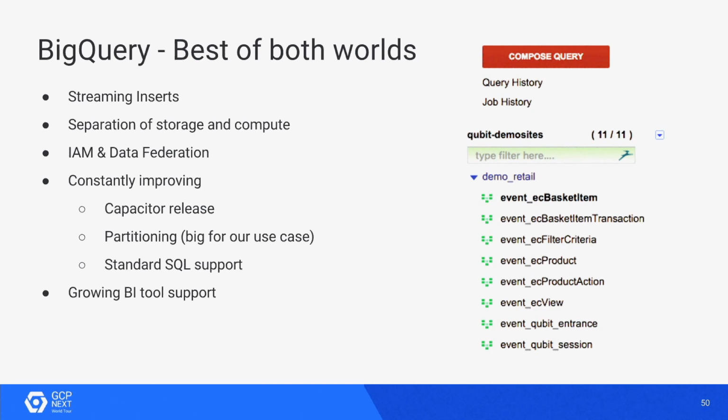That, again, the separation of the storage and compute is key, so we can dump more and more data in, and it's only when we need to query it we pay the cost, therefore not running big, expensive servers the whole time, just in case we want to run a query. The integration with the IAM and the federation allows us to share it with our customers, and the fact that BigQuery is always constantly improving. We've been dumping data into BigQuery now for well over a year, and over that time we've seen things such as the capacitor release, which we're going to talk about in a second.